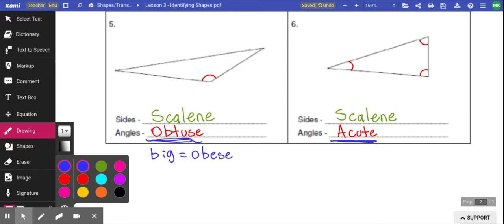Cute, when I think of cute, I think of little. Little is something that is cute, like a little cute thing. Right? Like a cute little puppy or a cute little kid or something like that, right? So little angles are cute.